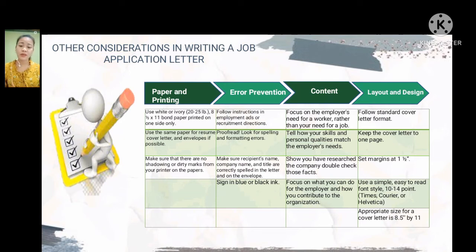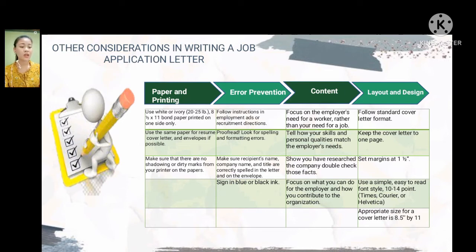So take note, everyone, that when the employer requires a specific format, you should always follow the instruction, or the required format of the employer. And then keep the cover letter to 1 page. You should limit your application letter to 1 page only, and then set margins at 1 to 1.5 inches on all sides.